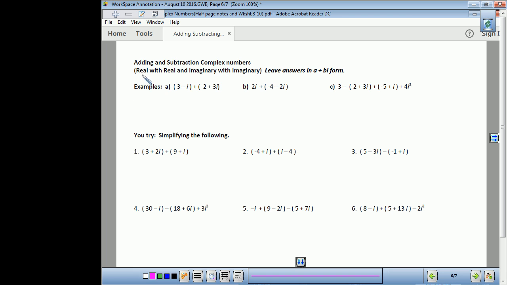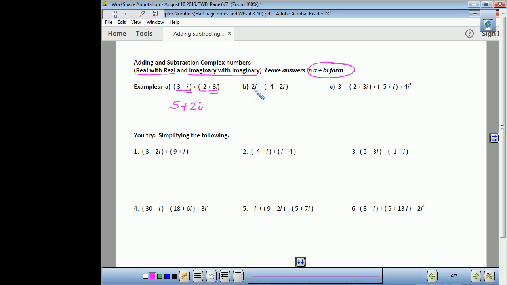And at the top of your note sheet, you'll see our hint here. We're going to add the real number parts with the real number parts, the imaginary parts with the imaginary parts. So if we look at example A, you add the real with the real. So 3 plus 2 is 5. Then we add the imaginary part with the imaginary part. -1 plus 3 is +2i. And we do want to make sure we always write our answers in a plus bi form. So we have the real number part first and the imaginary part second.